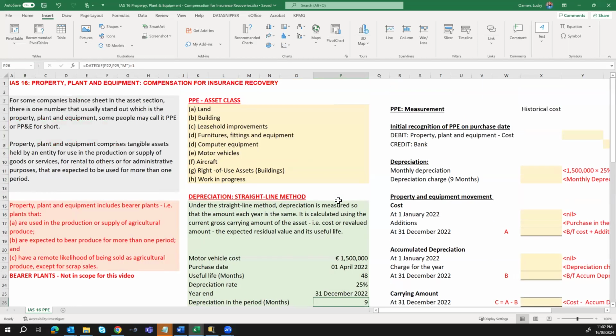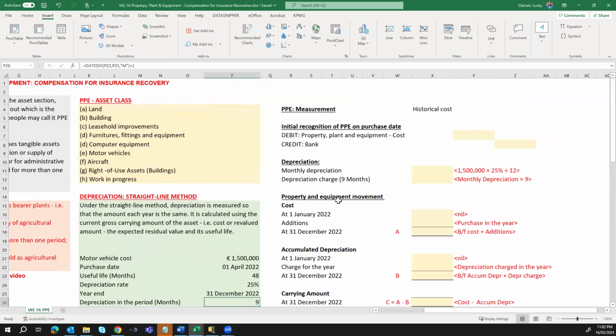In terms of the asset itself, which is a motor vehicle, for the PPE measurement, this will be measured at historical cost. At initial recognition of the PPE on the purchase date, we're going to pass the following entries. You need to debit the cost of the PPE by 1.5 million euros, and then we're paying this money out of bank, so we're crediting the bank for 1.5 million euros. At the point of purchase, at initial recognition, these are the entries you pass.